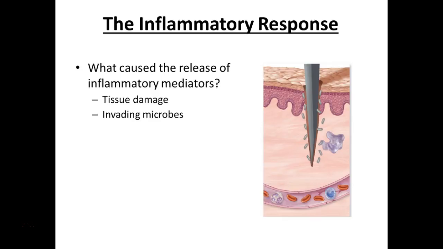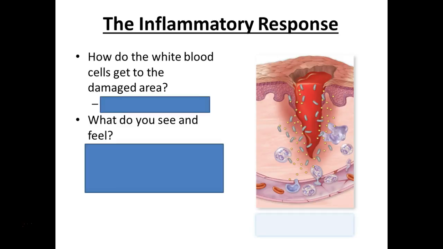So this is a different picture from a different book, but I really like it. You can see that splinter, but this is representing the microorganisms also getting in. So how do the white blood cells get to the area? Blood flow, right? Increased blood flow to the area. So what do you see and feel because of that increased blood flow? You see the redness, you feel the heat. That's all from increased blood flow.